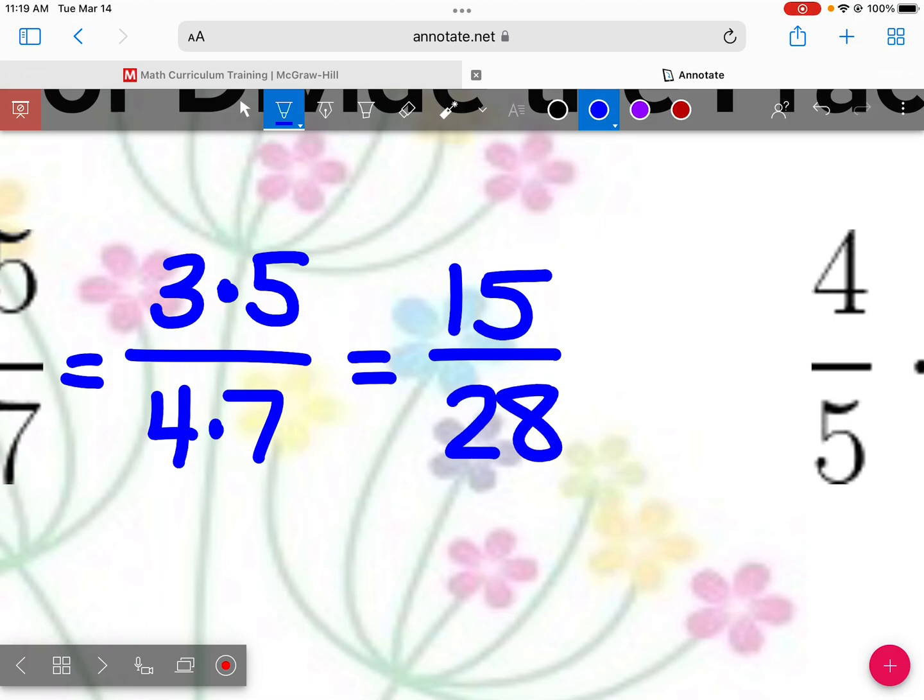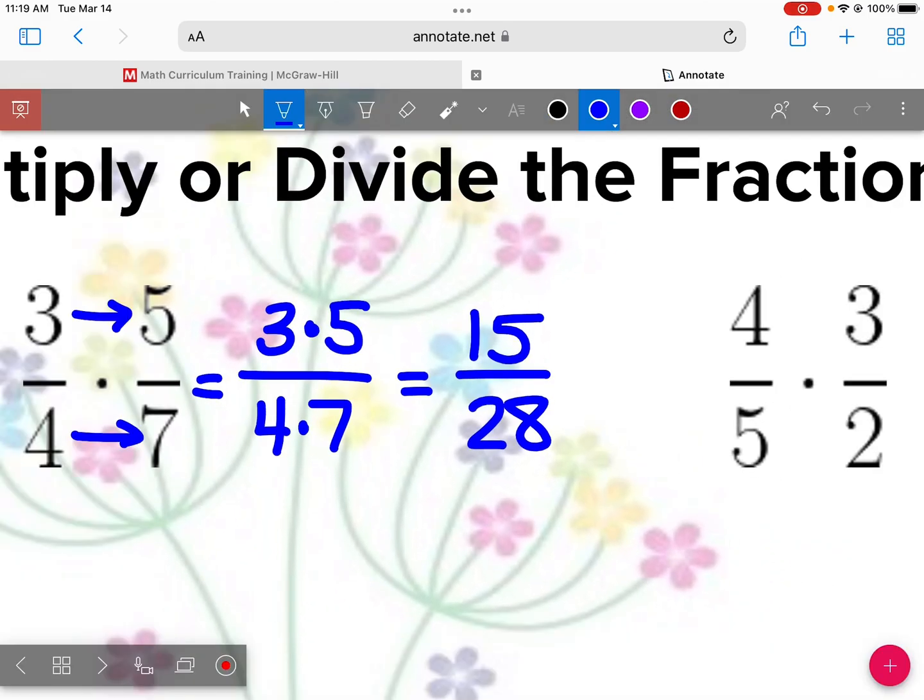Can 15 over 28 reduce at all? No. The only way to get 15 by multiplication is to do what? 3 times 5, or the other possibility would be 1 times 15. 3 doesn't go into this, 5 doesn't go into the bottom, 15 doesn't go into the bottom. So I can't reduce it at all. That would be my final answer.